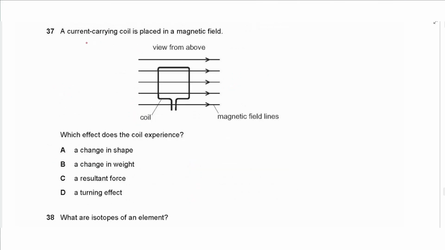Question 37 says a current carrying coil is placed in a magnetic field. Which effect does the coil experience? Is it a change in the shape, change in weight, resultant force, or turning effect? If the current is moving across the coil in one direction would be upwards and the other direction would be downwards. So one side of the coil would experience an outward force and the other would experience an inward force. These forces are equal in magnitude and opposite in direction, and there is some perpendicular distance between them, that would create a couple and cause the coil to rotate. So it would be a turning effect, so we choose D.